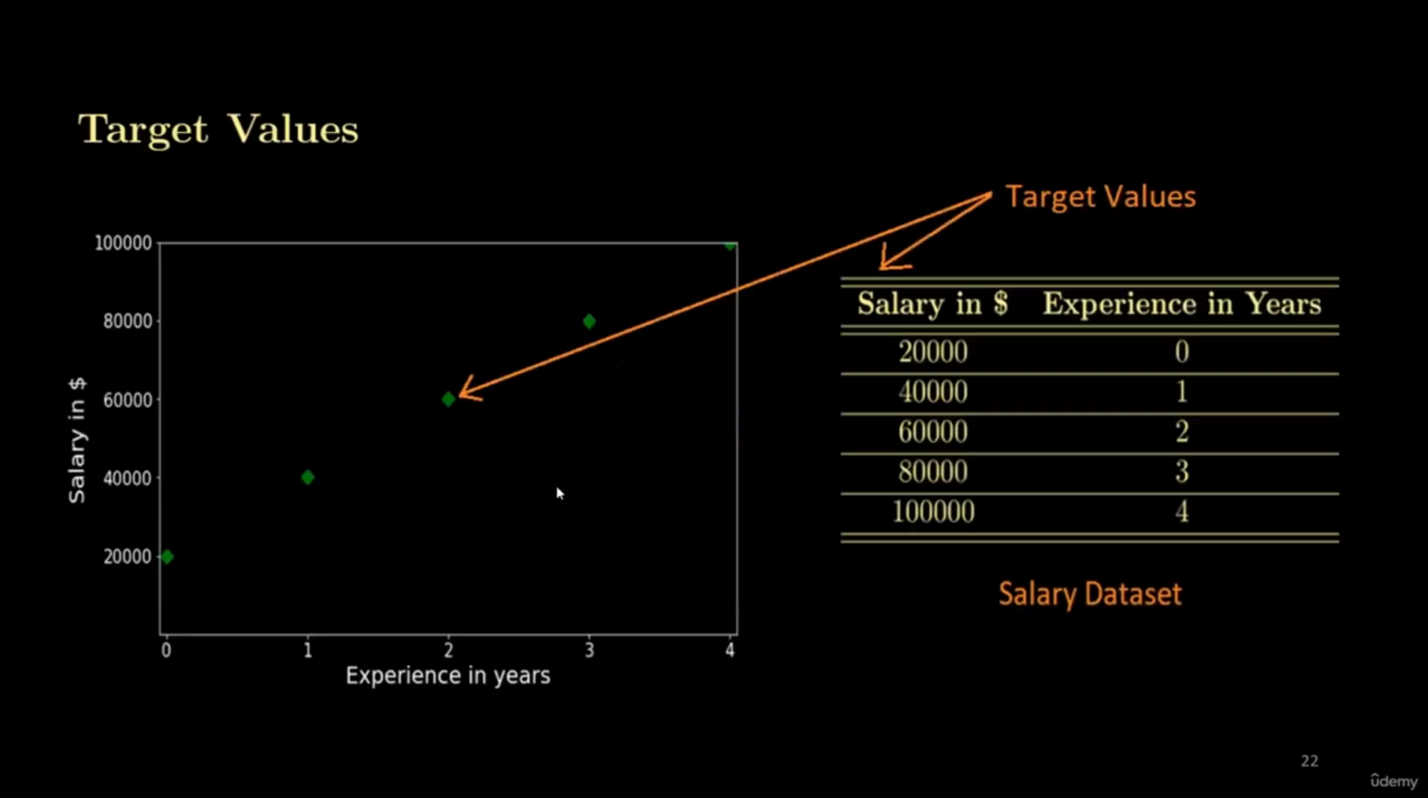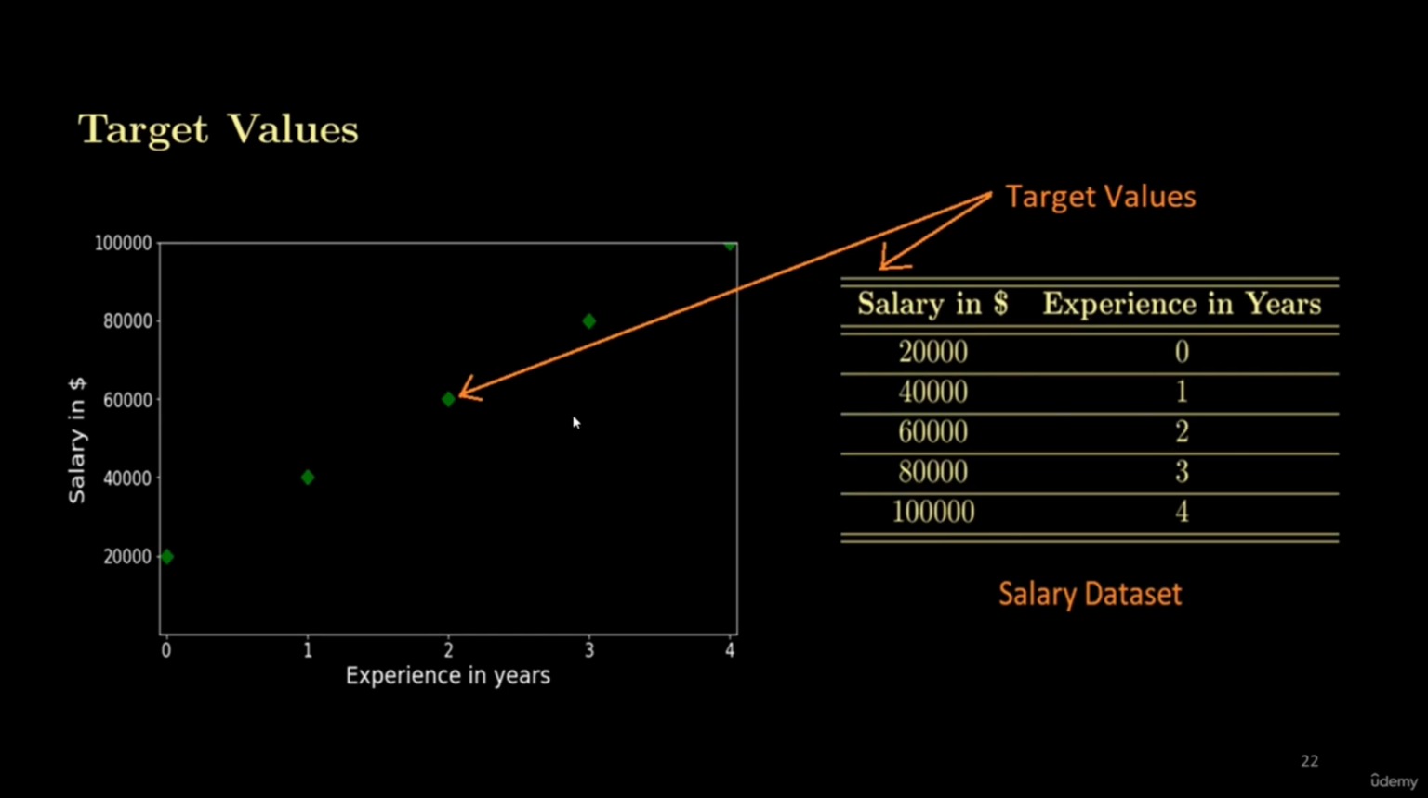Hi everyone, welcome to this lecture. So this lecture is all about target values and predicted values. The target values are those values which are provided in the dataset. So these are our target values for a salary dataset, and this is the feature of our dataset.